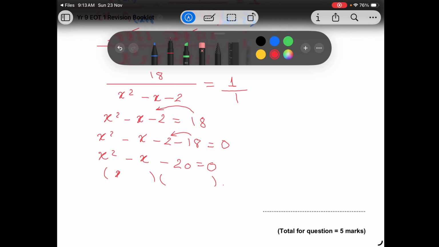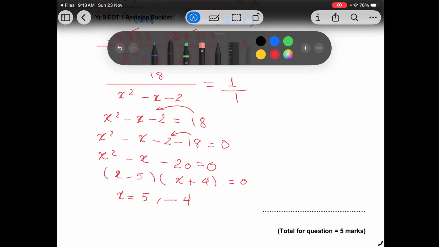This will be (x minus)(x plus), and what times what is it? 20, and the difference is 1. So obviously 5 is fine: (x minus 5)(x plus 4) equals 0. And here we have two solutions. x equals 5 and minus 4.